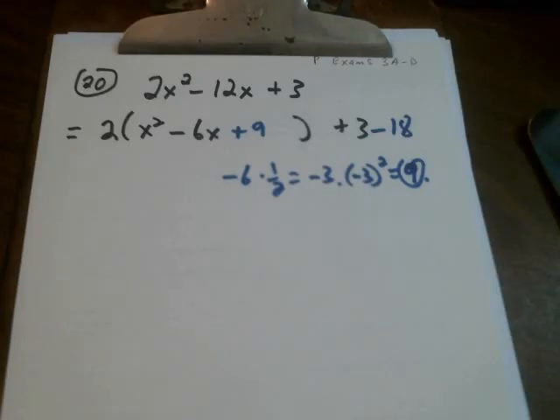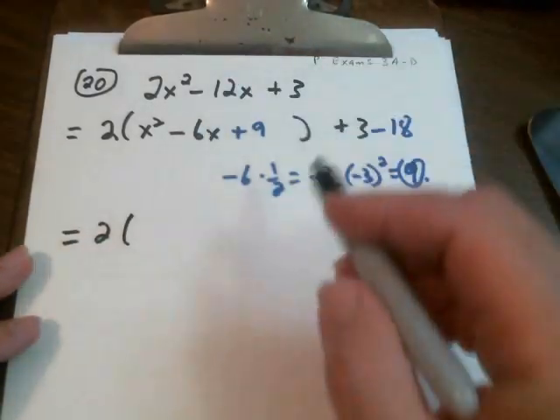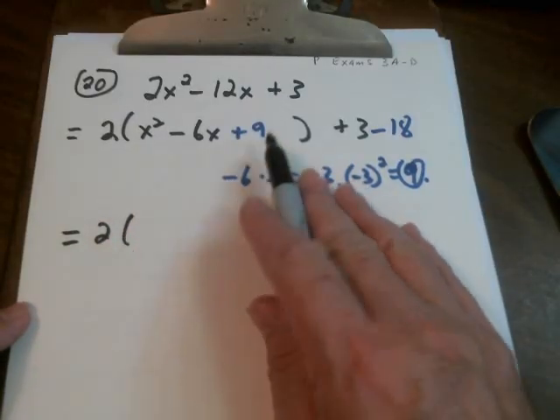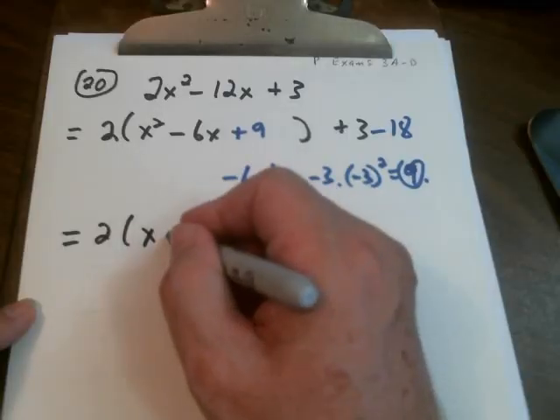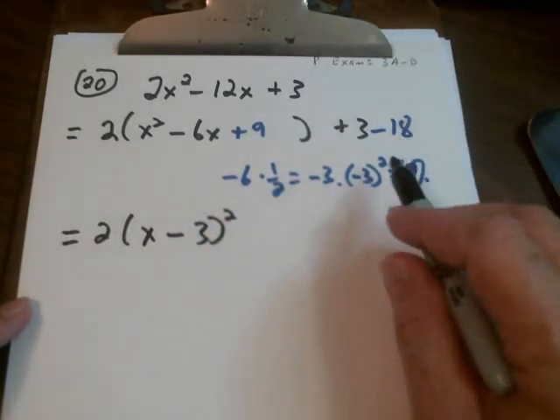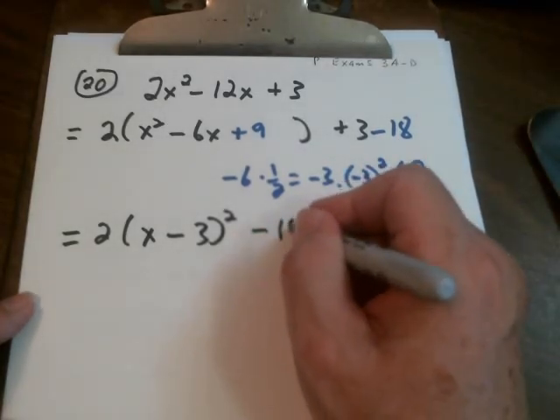Next is the idea that if we've done our job right, we have a perfect square trinomial in the parentheses. And let's write out a squared binomial and see if that works. Let me just take care of this. 3 minus 18, I believe that's minus 15.